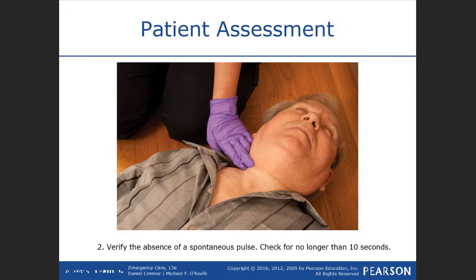No more than 10 seconds. If you do not absolutely, beyond the shadow of a doubt, know that there's a pulse within that 10 seconds, start CPR. Start CPR. If you start CPR and the patient says, ow, stop, get off my chest, then stop CPR. But don't waste any more time than you need to assess the pulse.